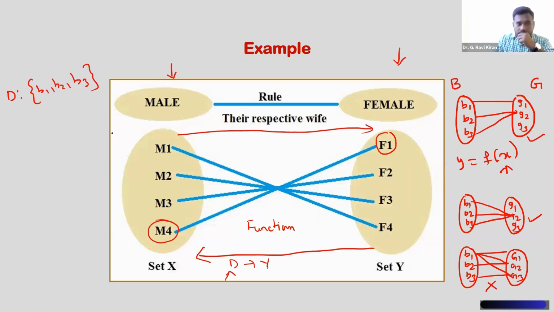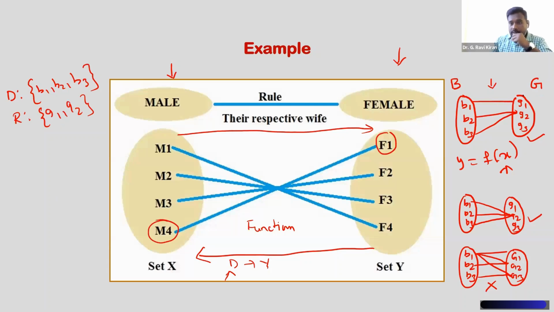But what about the range here in the first example? Look at this. How many elements were mapped by some of these elements? Though there are three elements, only two elements were mapped, correct? So the range is only G1 and G2.